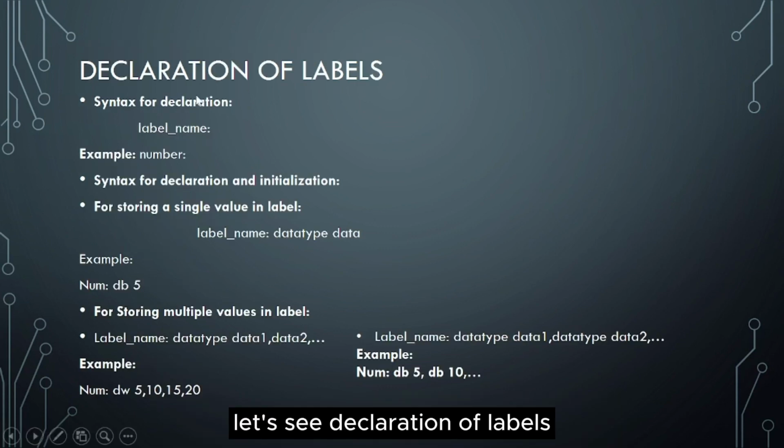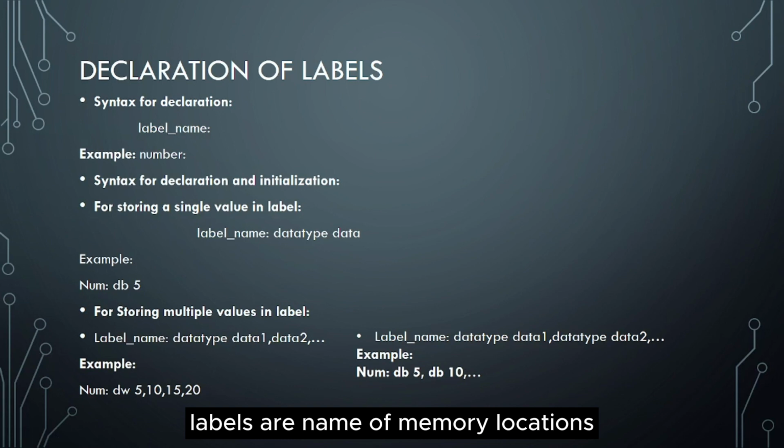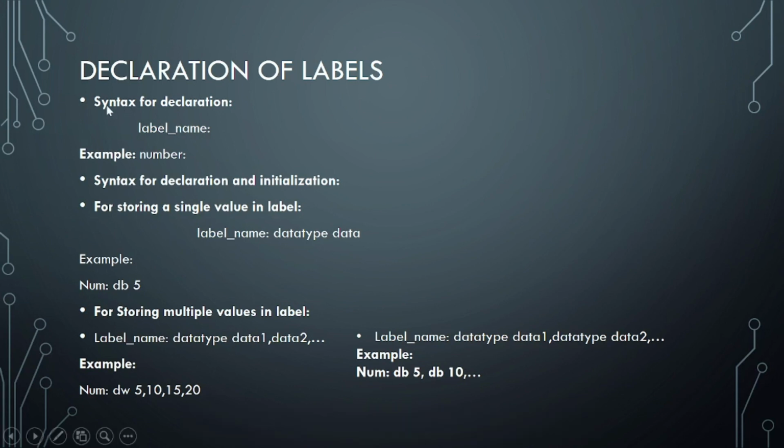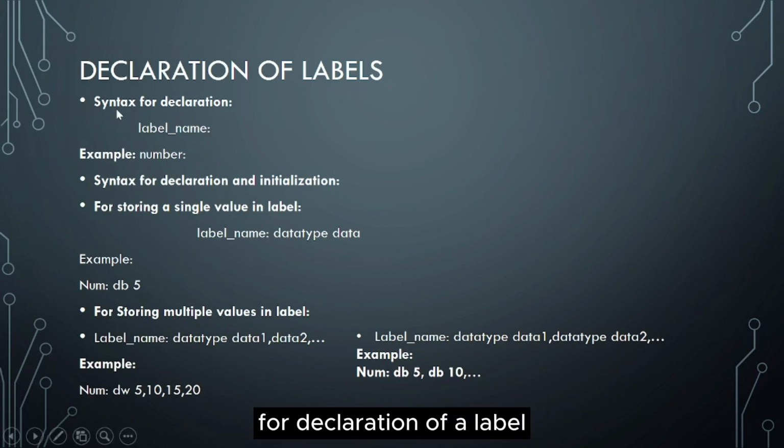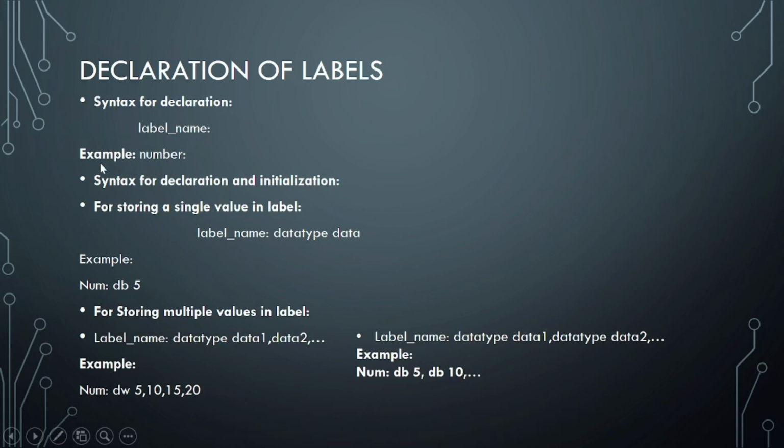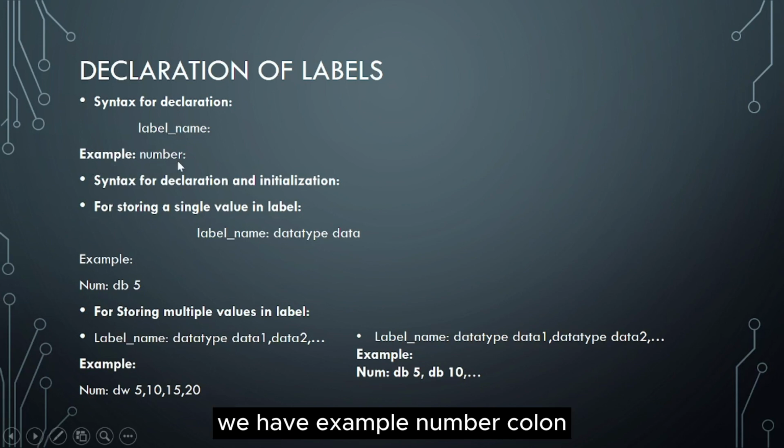Let's see declaration of labels. What are labels? Labels are names of memory locations. So let's see the syntax. For declaration of a label, we just have to write the label name and then write a colon after it. Let's see an example. We have number colon. Here number is the label name.